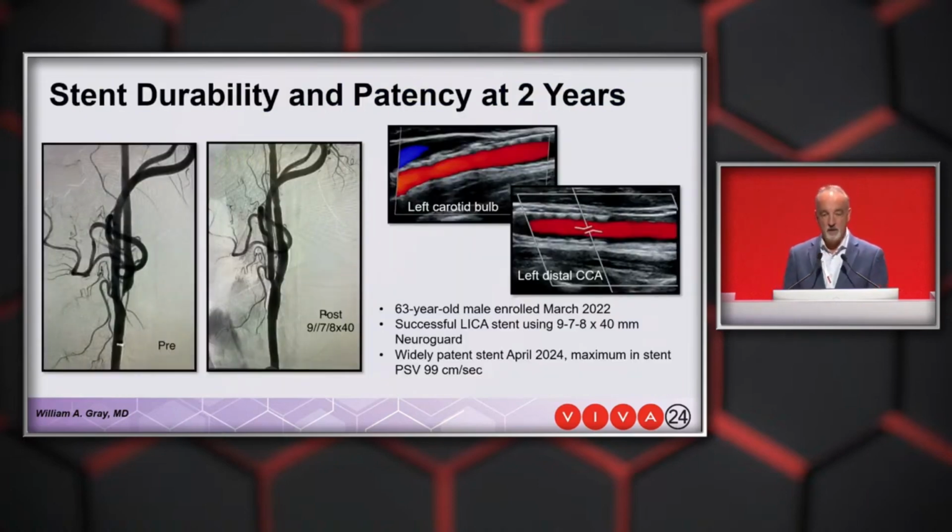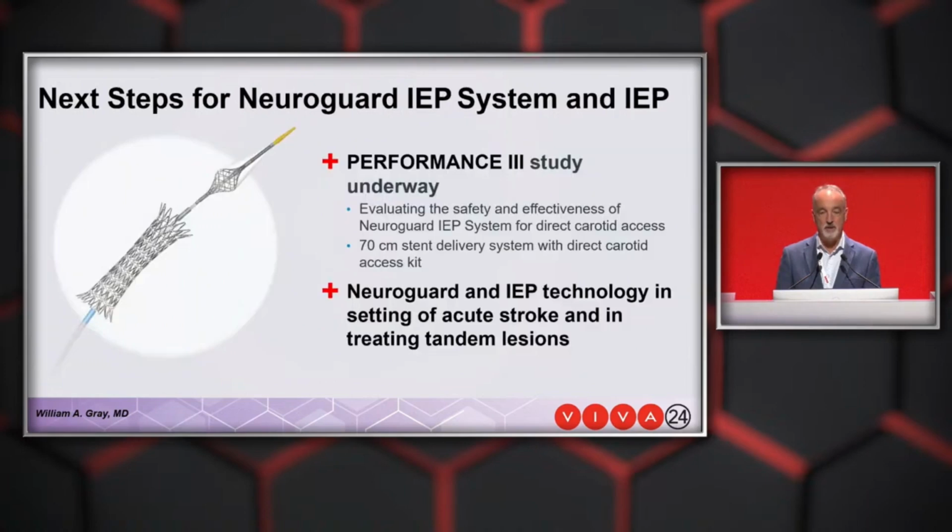Here's an example of a stent procedure. You can see the pre- and post-procedural angiography on the left with a nice result using a 9 by 7 by 8 by 40 NeuroGuard stent. And here is the patency duplex at 1 year, looking at the stent under duplex evaluation.